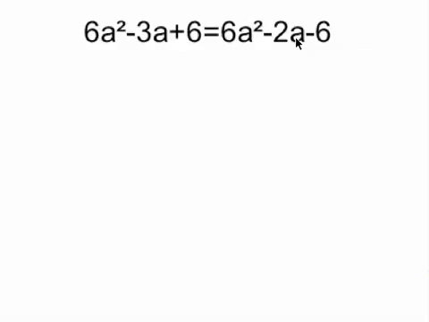So it looks really frightening, but what I want you to notice is that the a squareds are going to cancel. Here we have 6a squared on the left-hand side, and we have the identical thing, 6a squared, on the right-hand side. So we can just remove 6a squared from both sides, right? So that's what I'm going to do. I'm going to subtract 6a squared from the left-hand side and do the same to the right-hand side to keep it balanced. And there goes our 6a squared. So we're left with negative 3a plus 6 equals negative 2a minus 6. So it's a much easier equation now.